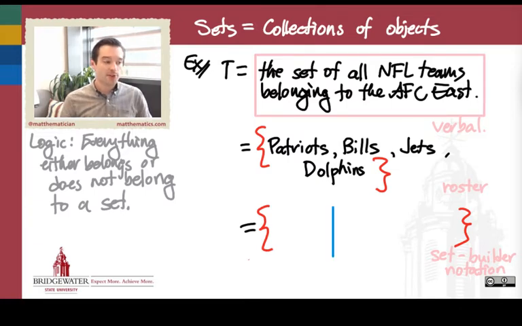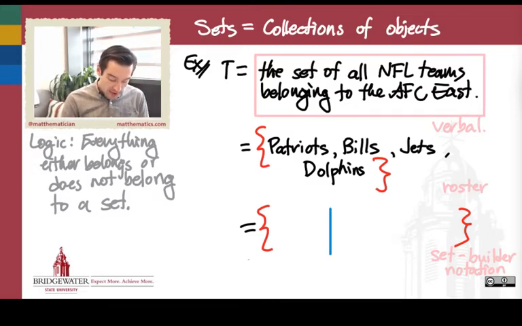And those two parts are separated by a separator. Very often the separator is a vertical bar. So in our textbook, we use a vertical bar. Some authors, depending on where you go, will instead of using a vertical bar, use a colon. But the point is that one of those two things is used to separate the first part of the set builder notation from the second part of the set builder notation. I'm going to use a vertical bar for the moment.